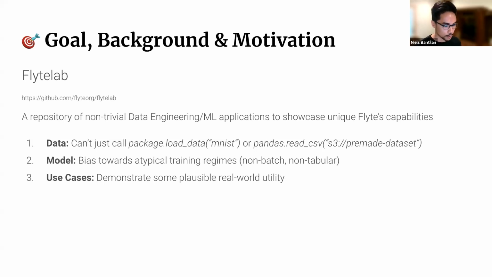The second one is on the modeling side, biasing towards atypical training regimes. For example, non-batch and non-tabular. Batch means the model sees all of the data, the entire data set, and might even go through multiple epochs or multiple passes through that data set. Another one is non-tabular: text, image, things that don't come neatly in a nice table for you to model already.